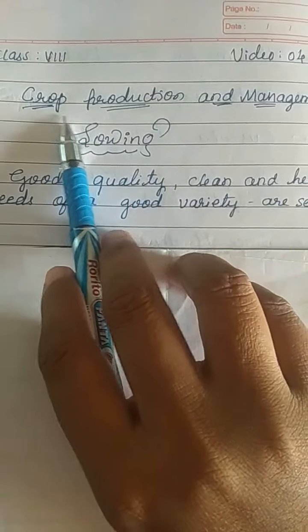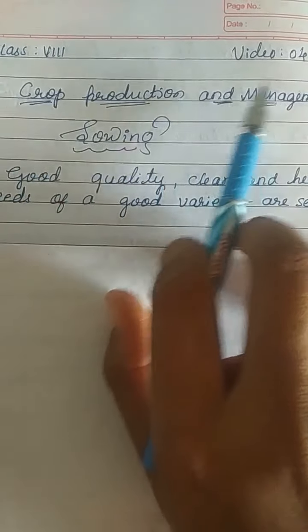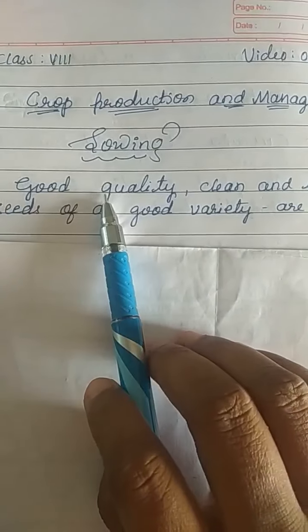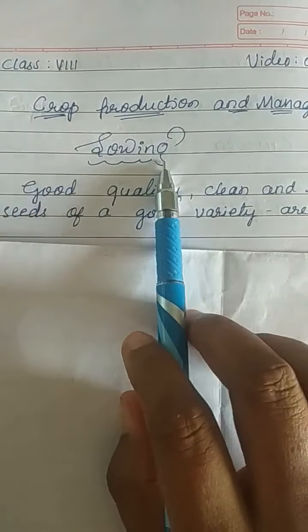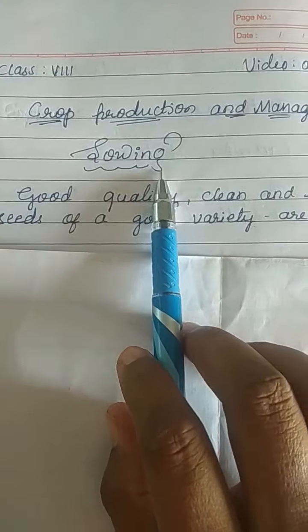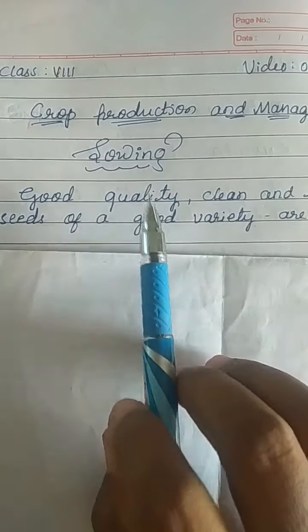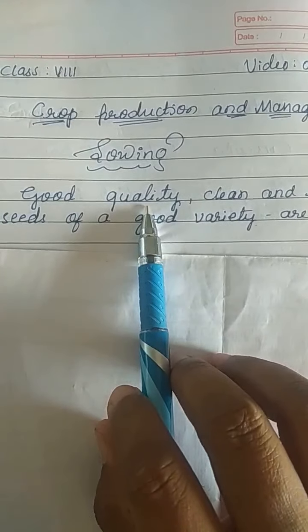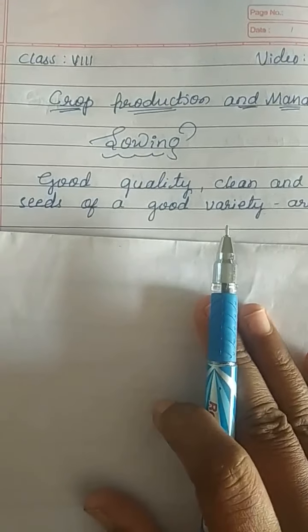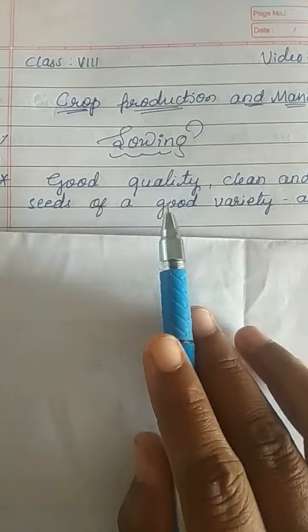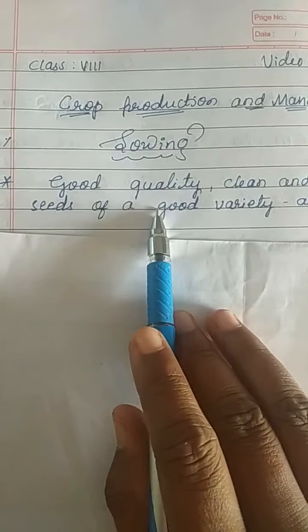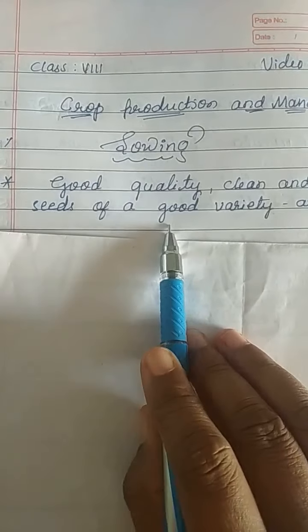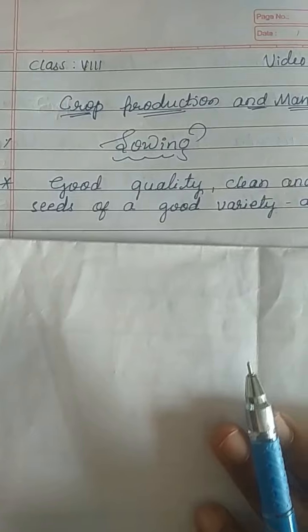Dear students, in the last class, in crop production and management, we discussed agricultural implements. Today, we'll discuss sowing. My dear students, sowing is an important part of crop production. Sowing means bija hakudu. If we sow the seeds, only then will we get the plants and plant products.